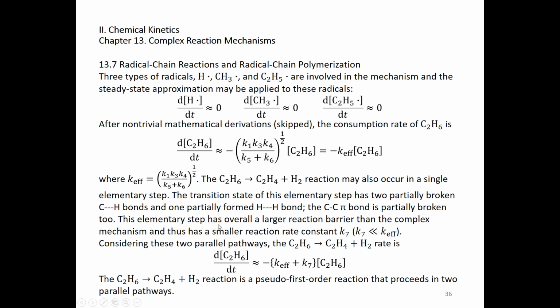Sorry about the typo. This should be partially formed. This elementary step has overall a larger reaction barrier than the previously studied complex mechanism, and therefore it has a smaller reaction rate constant, k7. So this k7 is much smaller than this k effective. But if we consider both pathways in parallel, the overall reaction rate should be this. We have k effective plus k7 multiplied by the concentration of C2H6. But again, keep this in mind, this k7 is much smaller than k effective. So this k7 can even be neglected. But overall, even if we have this expression, it's still a pseudo first order reaction.